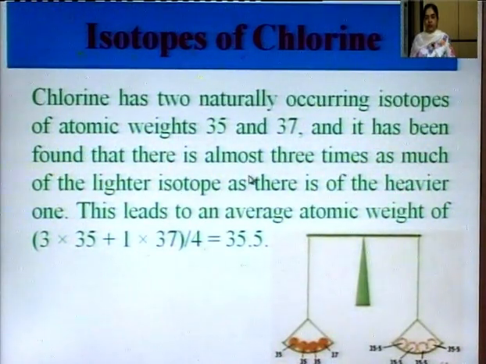Isotopes of chlorine. It has two isotopes of atomic weight 35 and 37. It has been found that there is almost 3 times as much of the lighter isotope as there is of the heavier one. This leads to an average atomic weight of 35.5.